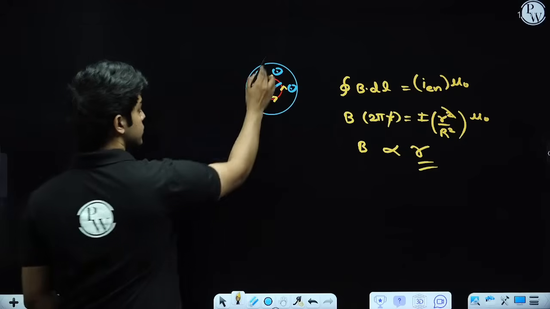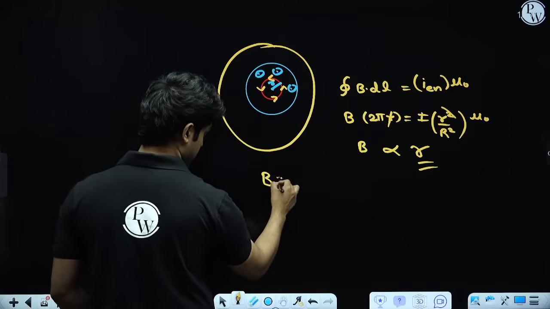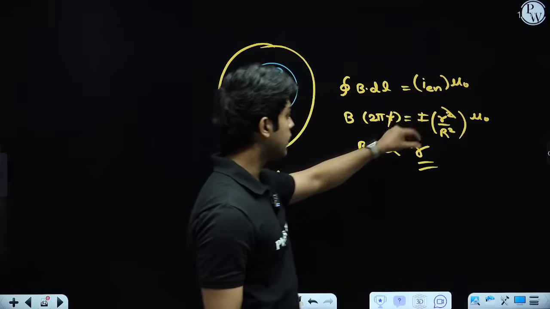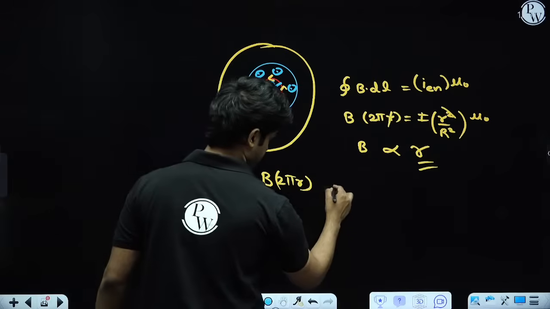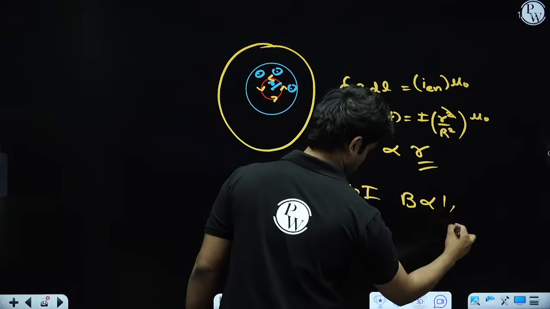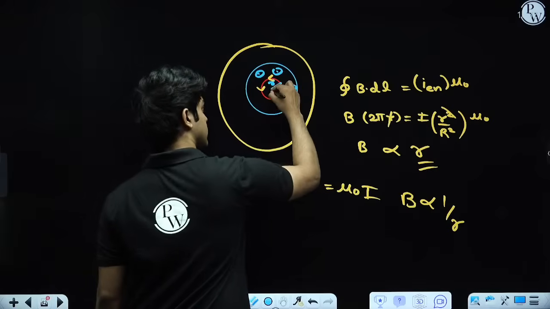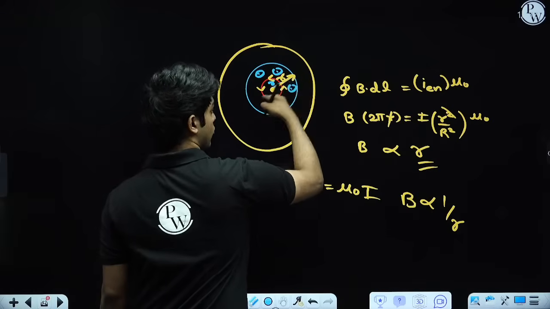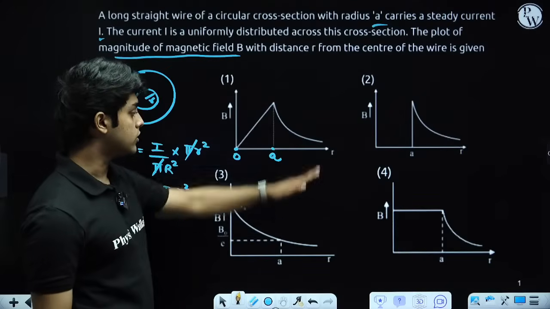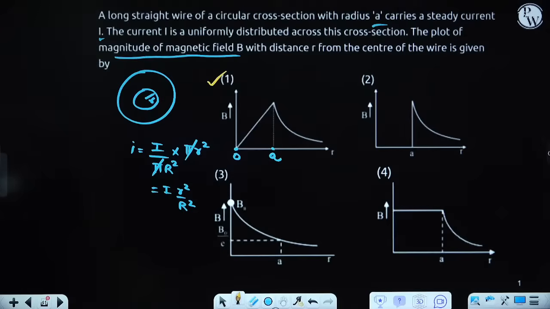Now what happens if you choose an Amperian loop outside? The only difference is that B times 2 pi r still remains the same, but the enclosed current won't be a function of r. The enclosed current is the total current I. So in this case the magnetic field is inversely proportional to r. So we go from direct proportion to r till the radius of the cylinder, and after that it's inverse proportion. So a straight line followed by inverse proportion, the first graph is the answer.